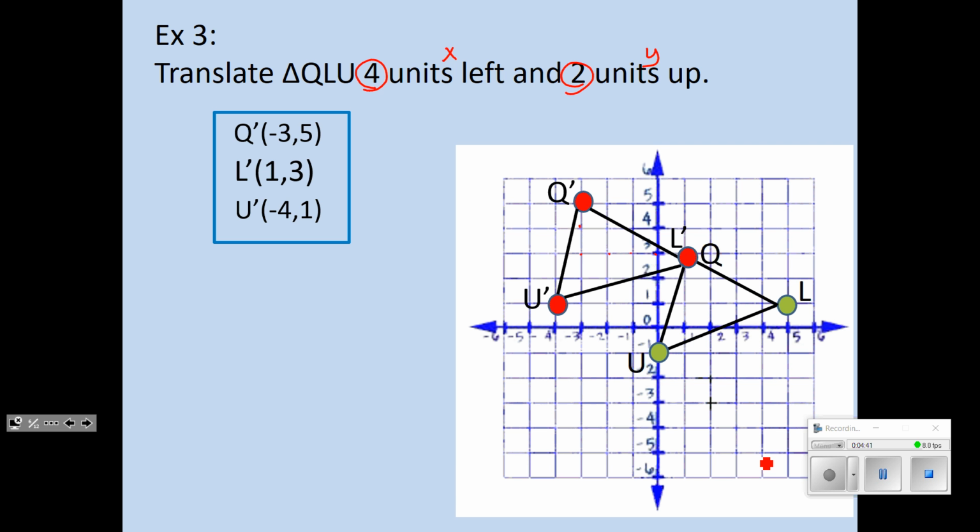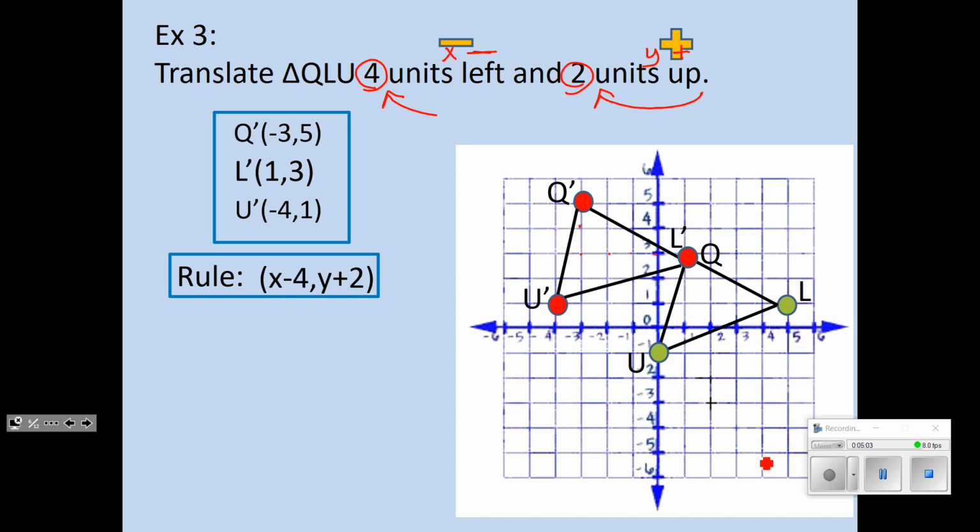Now we're going to write the notation, which is the rule. So our rule would be x left is minus and y up is plus. So we would have x minus 4, y plus 2. So x minus 4, y plus 2 would be our rule.